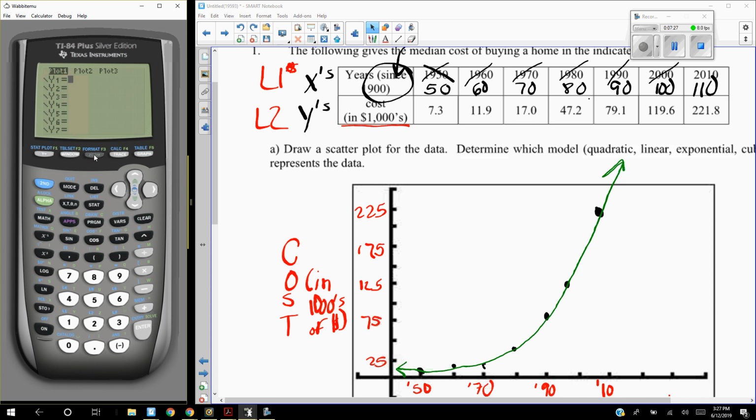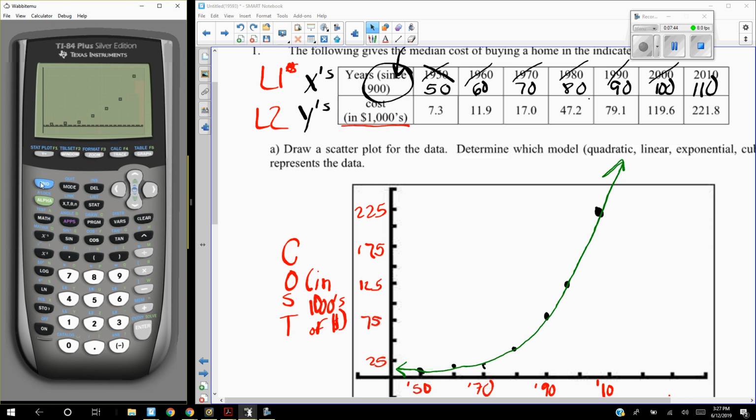And then we're going to press zoom. And I believe it's number 9. Yeah, zoom 9. And you see a scatter plot. Looks an awful lot like the one we've already done. So now we need a curve of best fit.